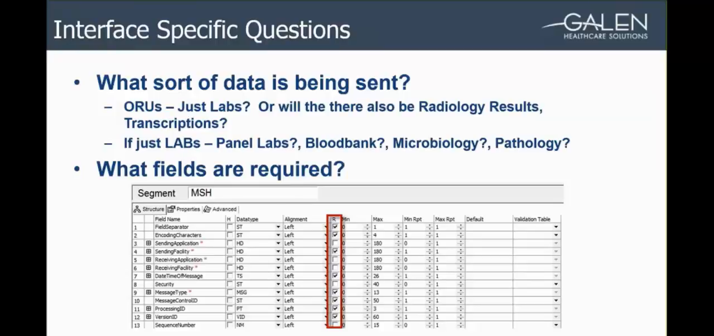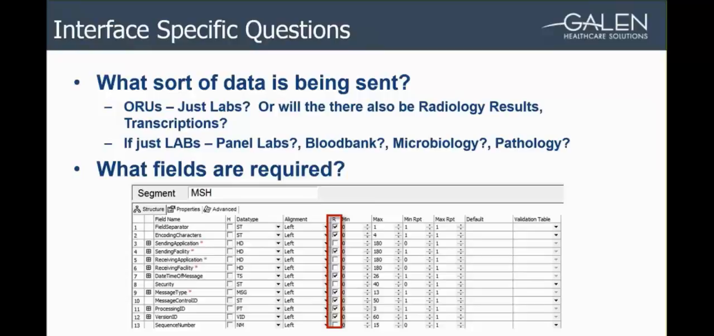Even more granular, if the participant is sending labs, will there be multiple types of labs? For example, will the participant send microbiology, pathology, or blood bank information, which can be structured differently and will require a little bit of extra attention to make sure it's all configured correctly. Asking the participants these questions prior to implementing the interface can help you as an analyst understand what sets of messages you'll need to test or what challenges you may encounter during build and testing.